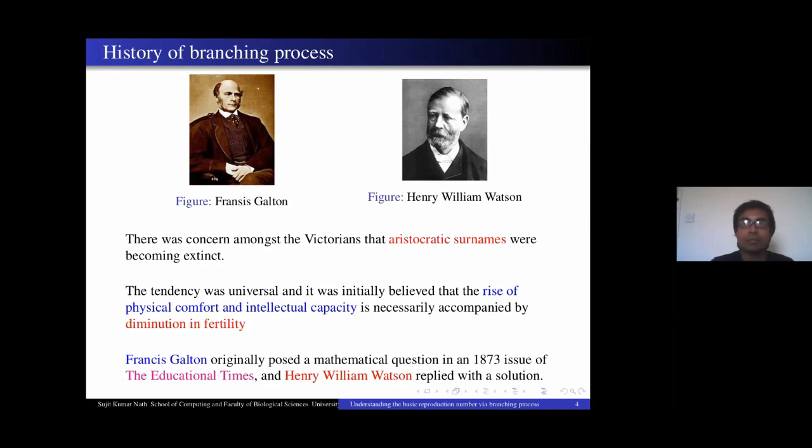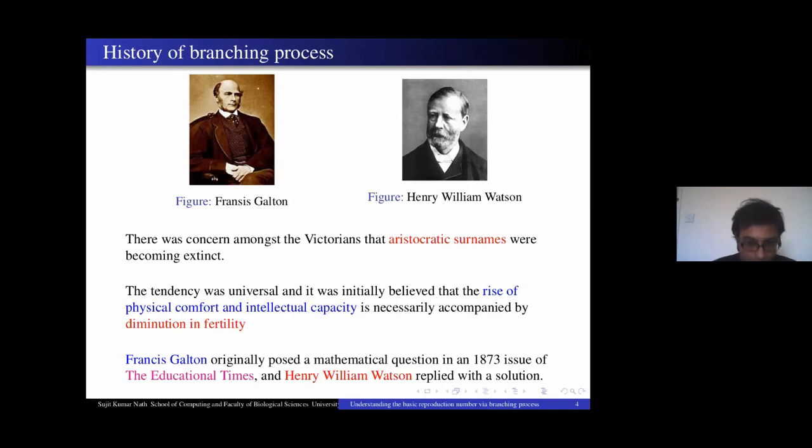At that time, people did not bother about what was happening to so-called lower class people, whether their surnames were also dying out or not. They decided that when intellectual capability or physical comfort increases in someone's life, their fertility diminishes. So they very crudely associated fertility with intellectual capacity or physical comfort.